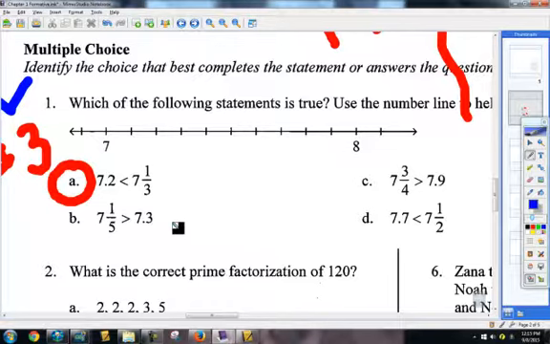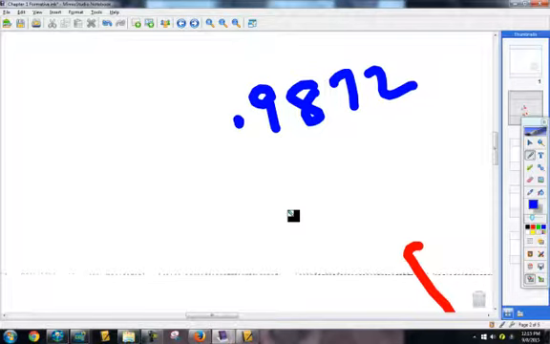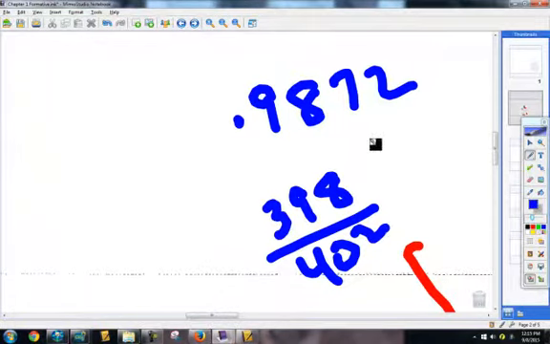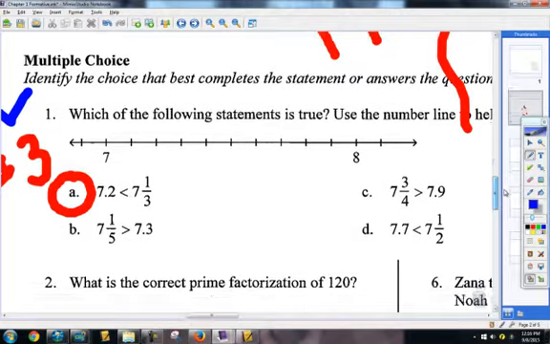Is it possible to compare fractions and decimals without doing something first? Like, if I gave you something crazy like 0.9872 and 398 over 402, could you tell me which one of those is larger? No, you couldn't, because I can't. I would have to do the work. That's my point. So, you got to show some work here.